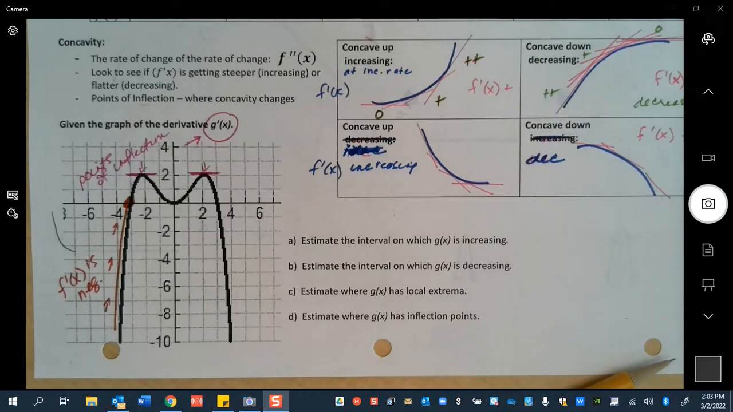Wouldn't it be at where 0 is too? Wouldn't that be an inflection as well? So because this is a graph of my derivative, not my original function, every time that my derivative is equal to 0, that's a min or max of my original graph. Every time I have a hill or a valley in my derivative graph, that means my second derivative is equal to 0. That's a point of inflection.